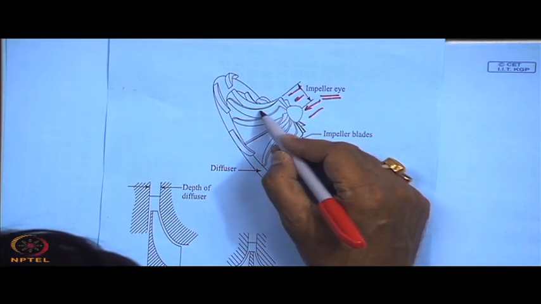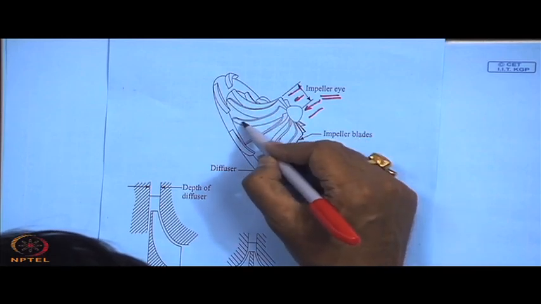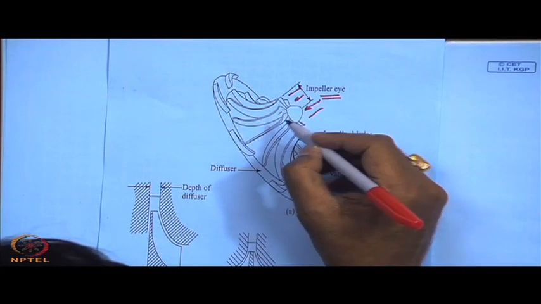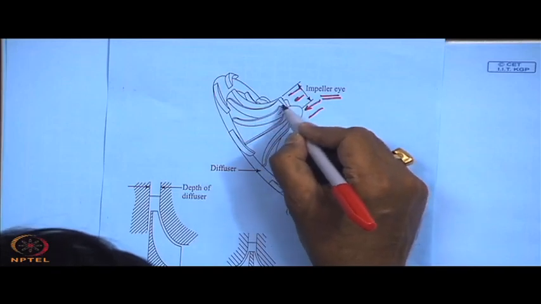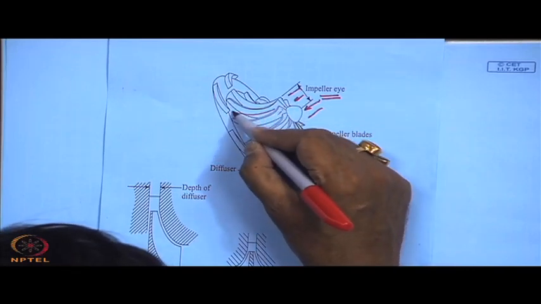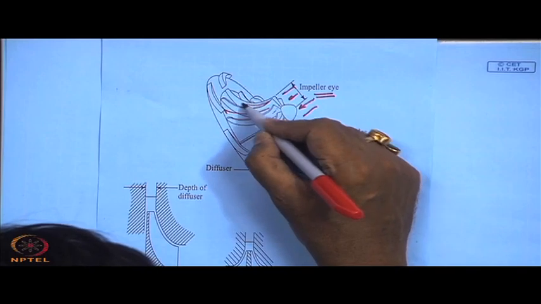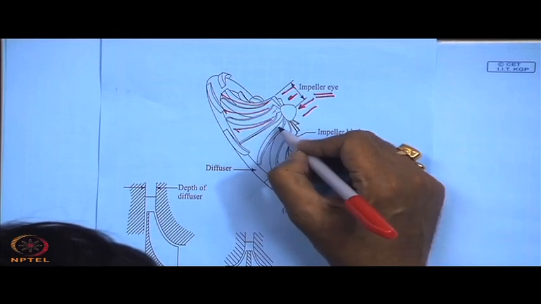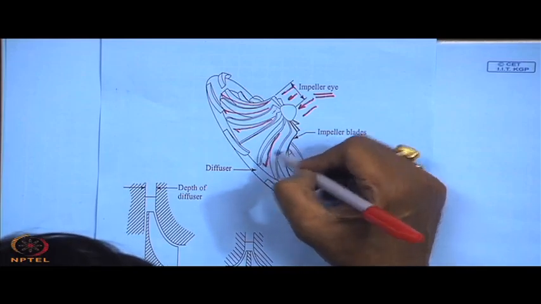Now, there are vanes like this. These are the vanes which are carved initially, and then at the outlet it is more or less radial, flat and radial. And the fluid which is sucked changes this direction and flows like this. Try to understand, flows like this. This is a radially outward flow machine.